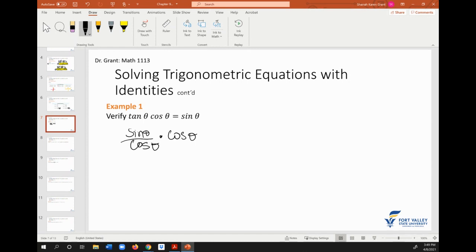And then another thing, you always want to work on one side, and then hopefully you get the equivalent on the other. So if you multiply these, you can put this over 1. If you cancel, you'll have that sine theta is in fact equal to sine theta, and we are done. So there are quite a bit of techniques. By the end of the chapter, we will see the different techniques. One is to rewrite everything in terms of sine and cosine, and then go from there.